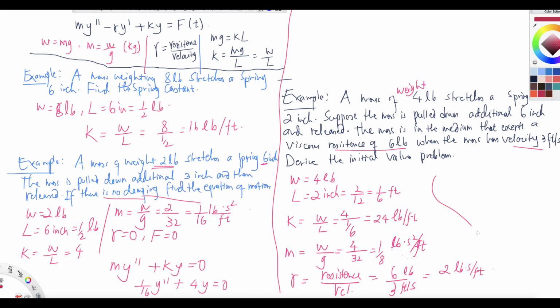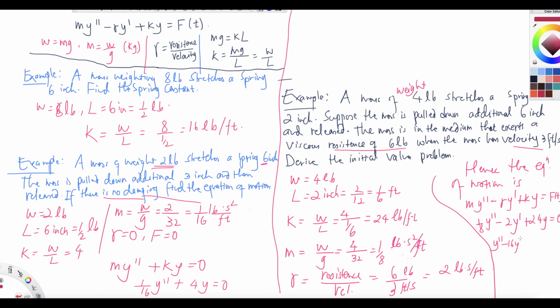Can we write the equation then? Hence, the equation of motion is, what do you get? m times y double prime minus gamma times y prime plus k times y equals f of t. There is no external force, so f of t will be 0, right? M is 1/8 y double prime minus, gamma is 2y prime plus, k is 24y equals 0, right? If you multiply all the terms by 8, you get y double prime minus 16y prime plus 192y equals 0.